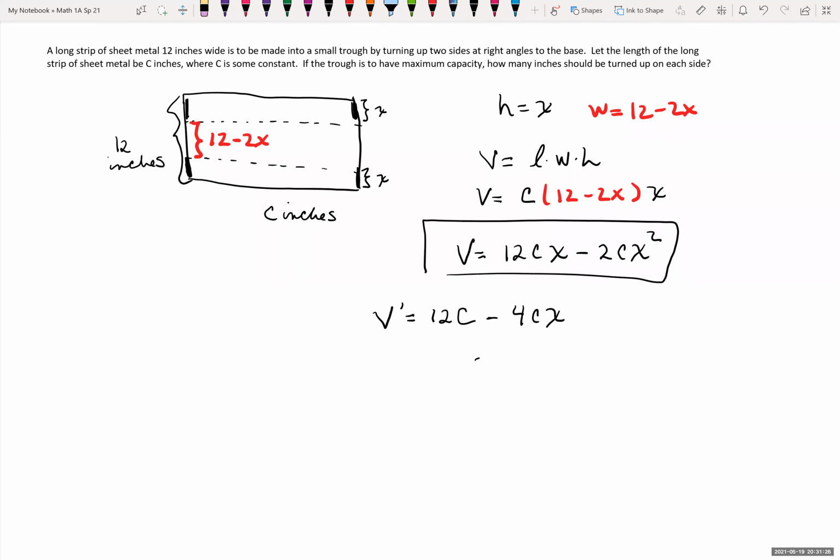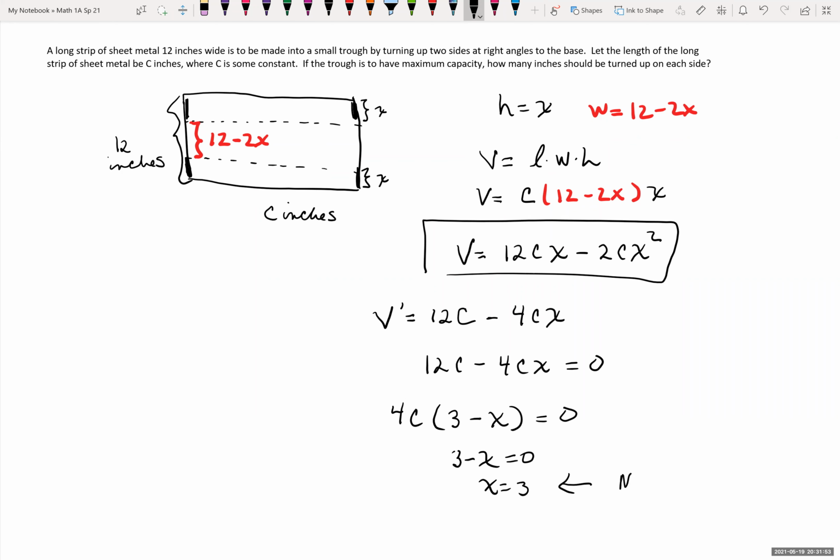I notice we can factor out two things. They both have a 4c in common, which would leave us with 3 minus x equals 0. So solving for when this is equal to 0, well, 4c is never 0, but 3 minus x is 0 and x is 3. We need to make sure that's where a max occurs.